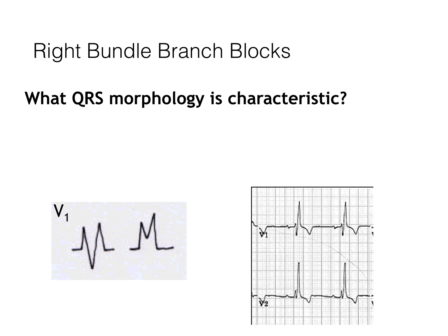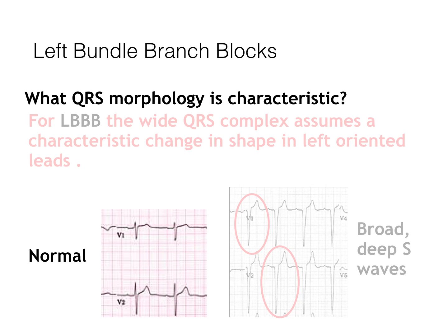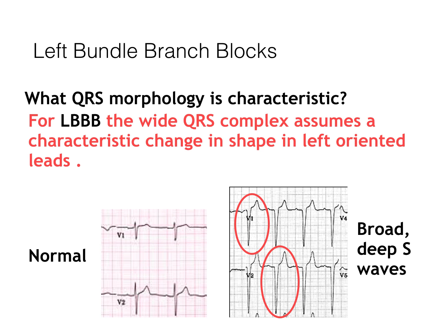QRS morphology is characteristic in right bundle branch block. The wide QRS complex assumes a unique, virtually diagnostic shape in leads overlying the right ventricle, V1 and V2, and it is typically called rabbit ears. For left bundle branch block, the wide QRS complex assumes a characteristic change in shape in left-oriented leads: broad and deep S waves.